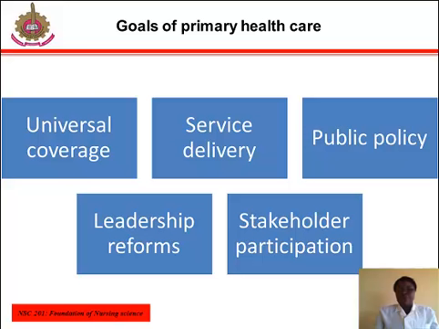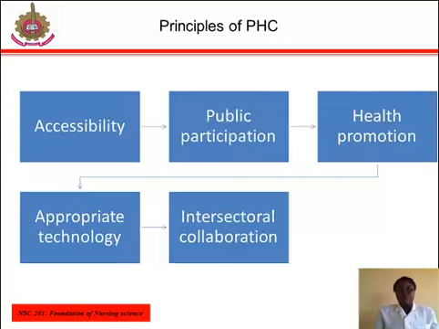1. Universal coverage reforms by reducing exclusion and social disparities in health. Another is service delivery reforms that include organizing health services around people's needs and expectations. We also have the public policy reforms that involve integrating health into all sectors. Then we have leadership reforms, that means pursuing collaborative models of policy dialogue. Then we also have increasing stakeholder participation.